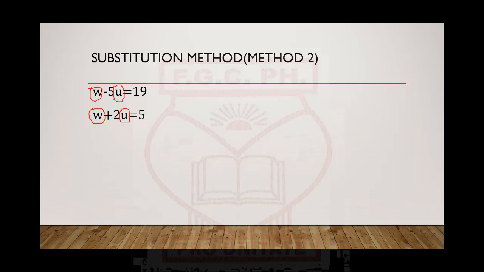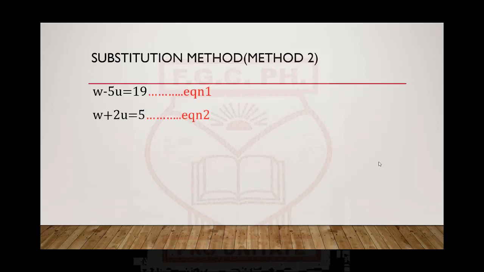So in this case, if you make this W the subject of the formula, whatever you get, you have to substitute it into this. But if you made this U the subject of the formula, whatever you get, you have to substitute it into this U. If you make this W the subject of the formula, whatever you get, you have to substitute it into this W. And if you make this U the subject of the formula, whatever you get, you substitute it into this U.